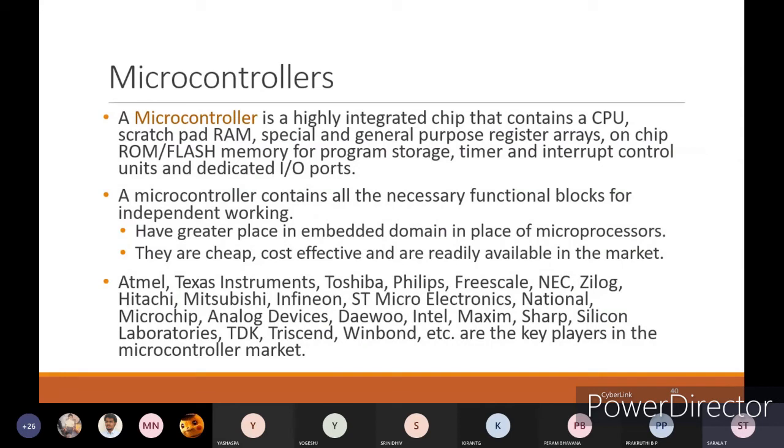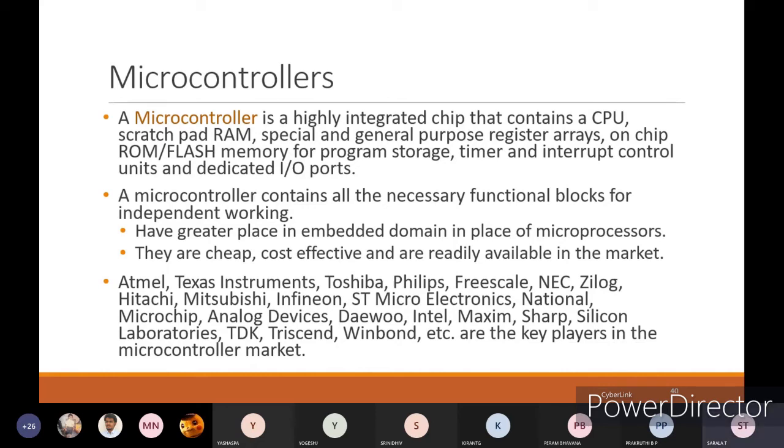It has a great place in the embedded domain in place of the microprocessor. Unlike a microprocessor, a microcontroller doesn't need any external peripherals. For that reason, we can always choose a microcontroller over a microprocessor. They are cheap, cost effective, and readily available in the market.